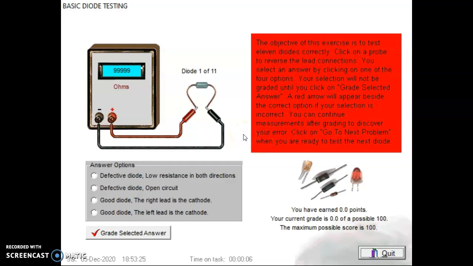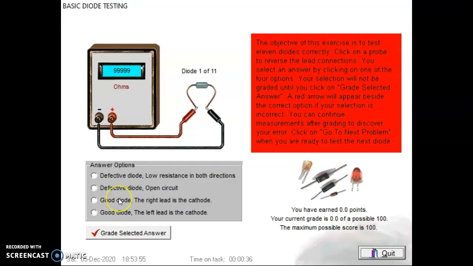So the objective here is to find out if the diode in front of you is good and which side of it is the cathode, which side of it is the anode. You can have a defective diode with a low resistance in both directions. Basically our diode is shorted out. You can have a defective diode that is open, and if that's the case, you're going to have high resistance like we have on the ohm meter right now. That doesn't mean it's bad though. It would read that in both directions if it was open.